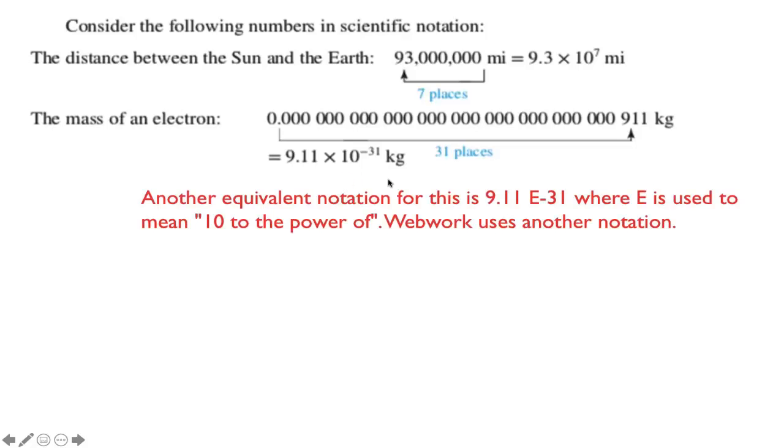Another way of writing this, especially if you have something like a scientific calculator, it might use this e notation. So 9.11 e to negative 31 means that, again, this is the same thing as 10 to the negative 31. So you might see this on a calculator. And also on WeBWorK this week, when we do your WeBWorK assignment, it will use this notation.